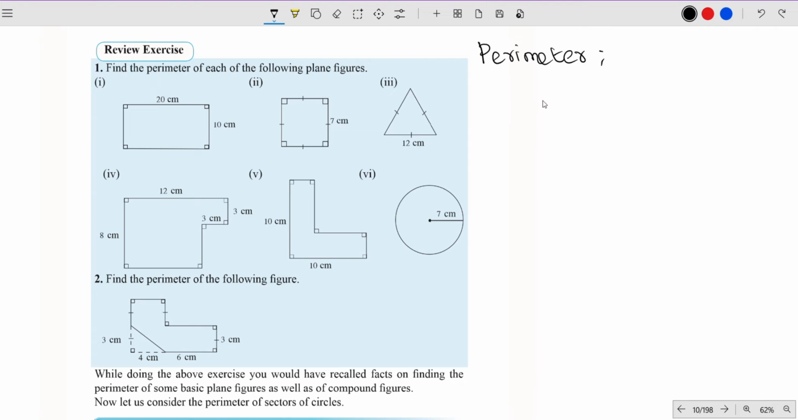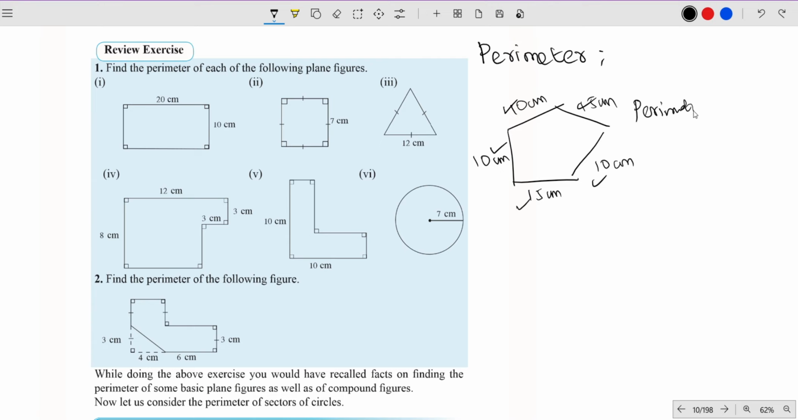For a simple example, when we are considering a thing like this, one side is 10 centimeters, this one is 15 centimeters, this one is 10 centimeters, this one is 15 centimeters, and this one is 10 centimeters. Consider, for example, an example. So we will add all the lengths of all the sides, and that will be the perimeter. So this is the basic idea about a perimeter.